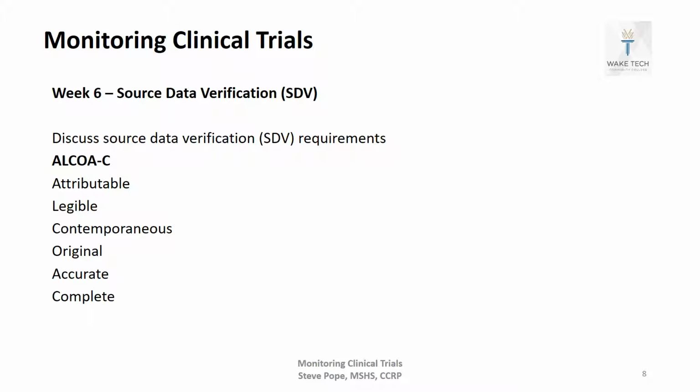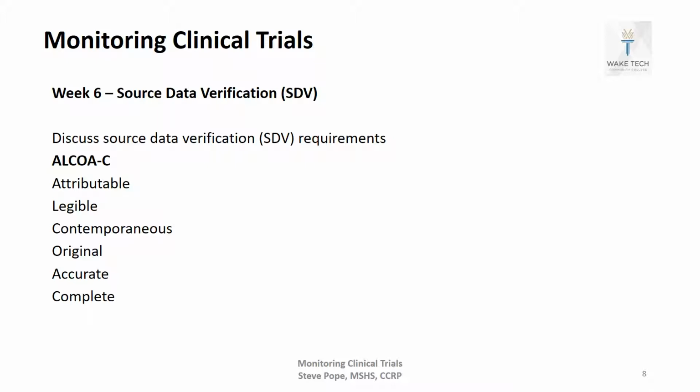So a word that you're going to hear a lot when you're doing source data verification is something called ALCOA, and there's a new version of that called ALCOA-CE. Each one of these letters stands for a specific word. When you're reviewing the source documentation, it needs to be attributable, which means you need to know who recorded the data. They should be either signing it or putting their initials on the document to indicate who recorded the data. It needs to be legible.